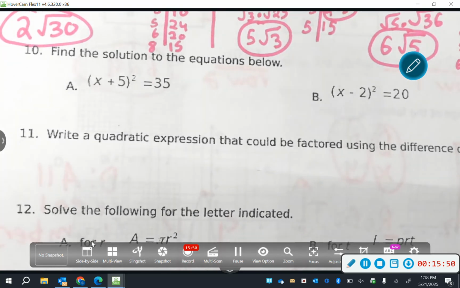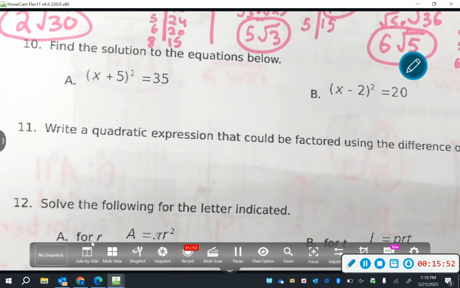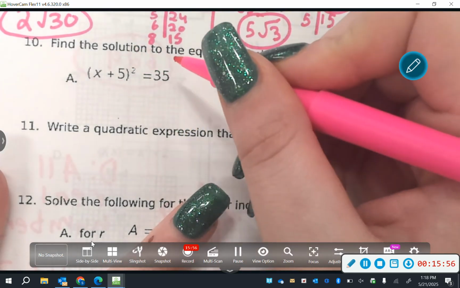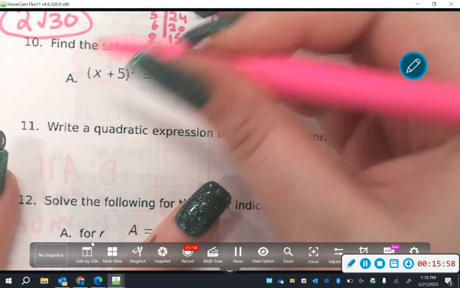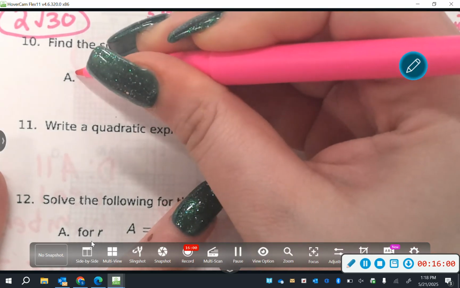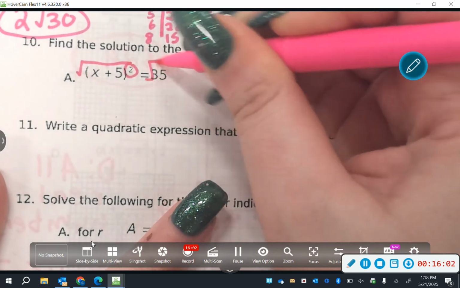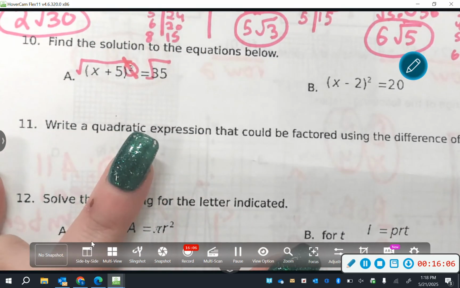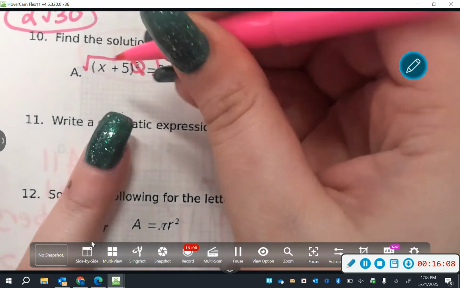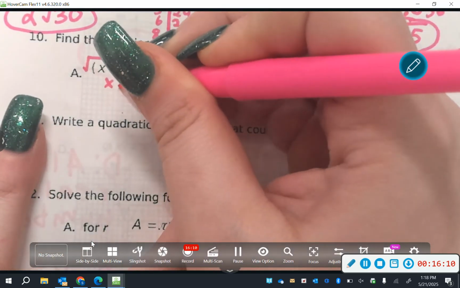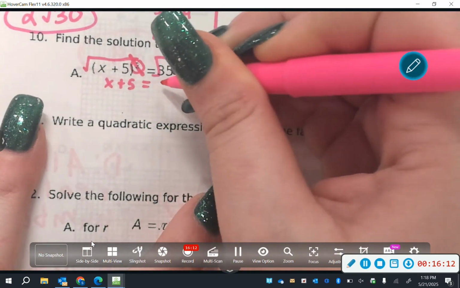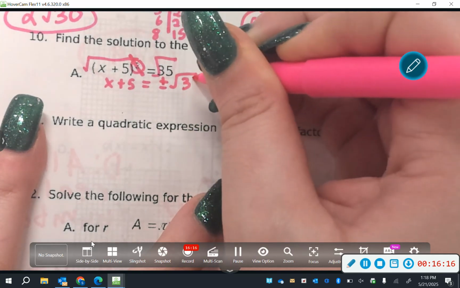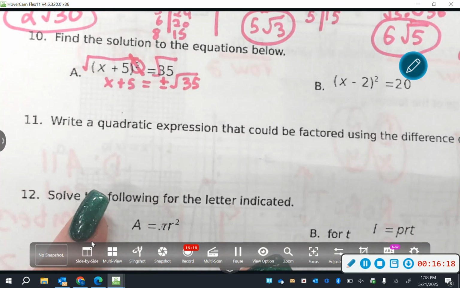Find our solutions. So, first thing we're going to do is we have x plus 5 squared equals 35. We're trying to get the x by itself. The opposite of squaring something is square root. So I'm going to square root both sides. That makes this disappear. So we're going to have left x plus 5 equals, remember if you square root, it should be positive or negative, square root of 35.